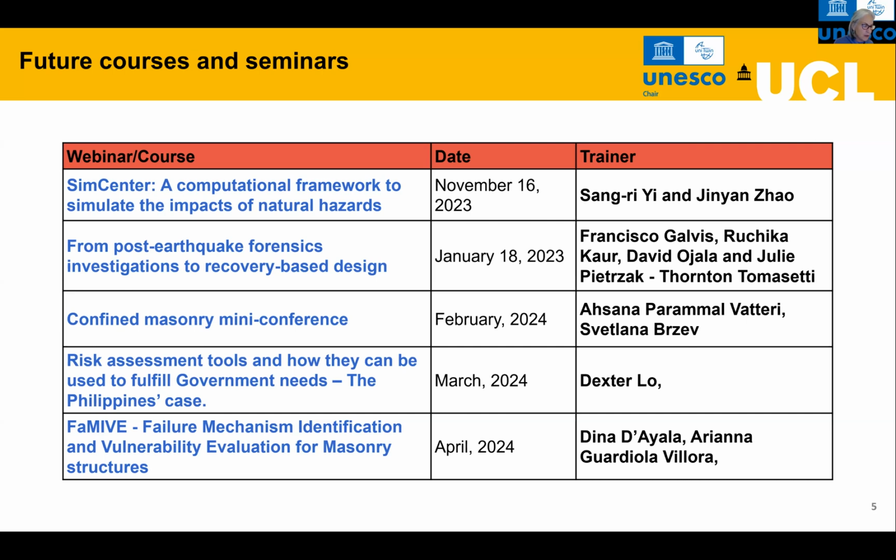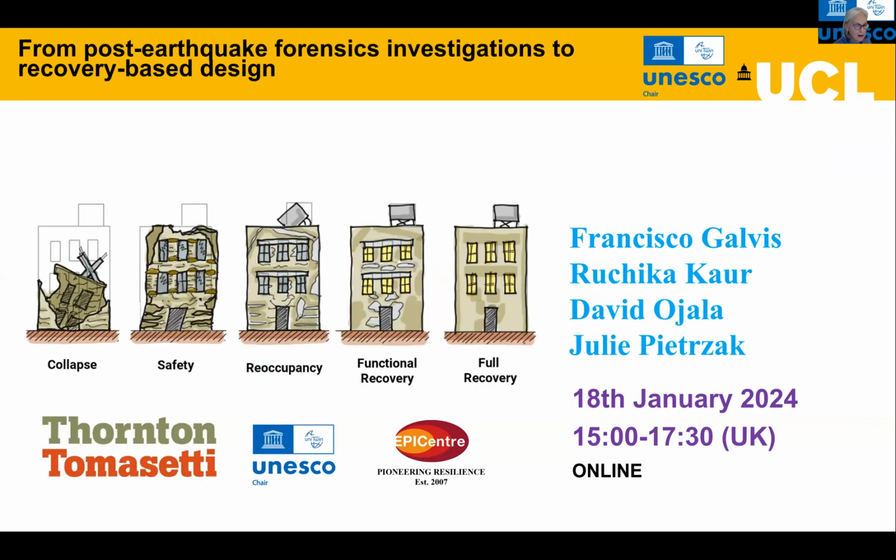We will come back first with a webinar delivered by a company called Thornton Tomasetti, which is a global engineering and architectural company. This is their office based in San Francisco, and they are looking at how you go from post-earthquake forensics to actually start designing in terms of recovery-based design, moving from performance design to recovery-based in order to minimize the costs of recovery, also in terms of the sustainability frameworks.